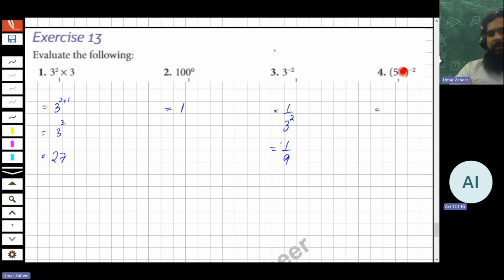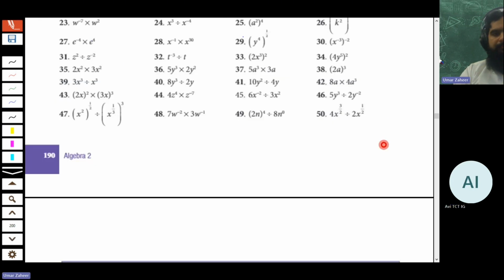Now here, there is a power on the power. So the powers will be multiplied. So 5 raised to minus 1 multiplied by minus 2. Minus 1 multiplied by minus 2 will be plus 2. And 5 square will be 25.